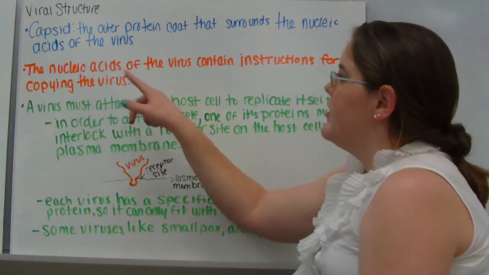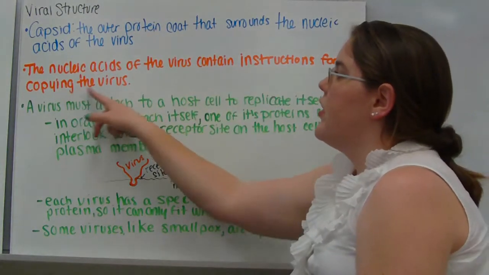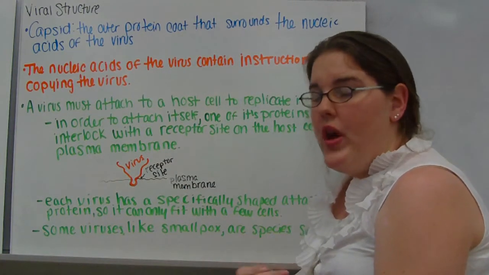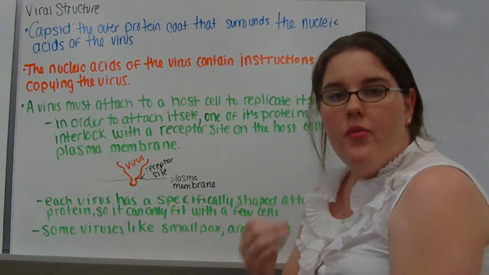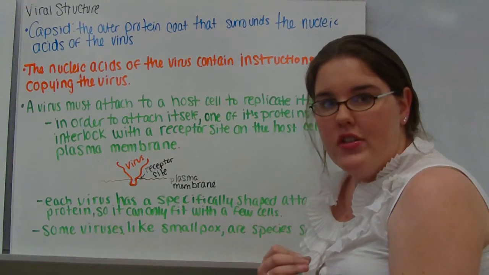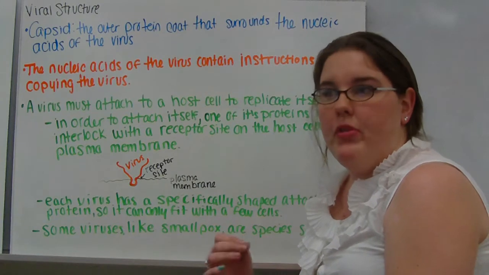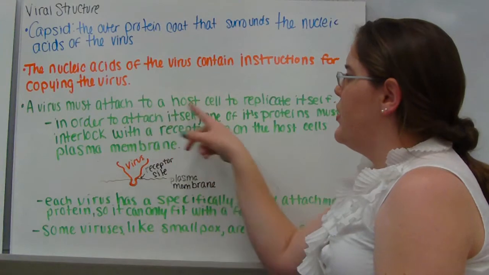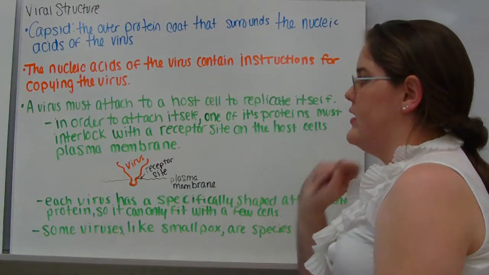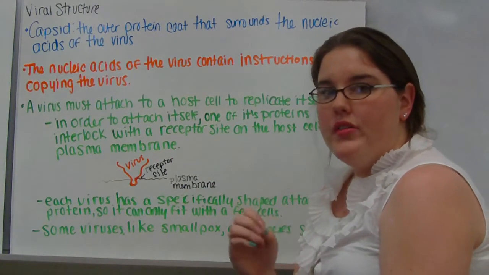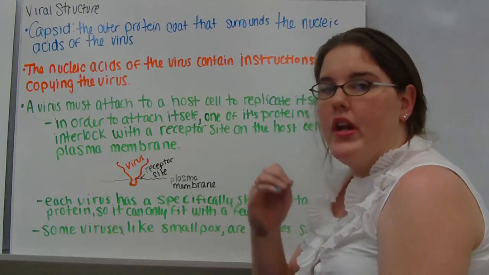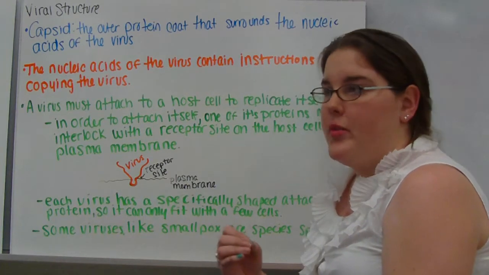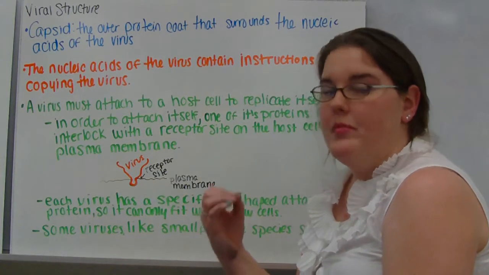Now, the nucleic acids of the virus contain instructions for copying the virus. Basically, the only thing that this virus can do is make copies of itself from this host cell. That's all that its DNA instructions tell it how to do, is replicate itself and copy itself. Now, a virus must attach to a host cell in order to replicate itself. So it has to attach to a host cell before it can ever replicate, before it can ever make copies of itself, and before it can ever become truly deadly in terms of how strong a virus can possibly be.